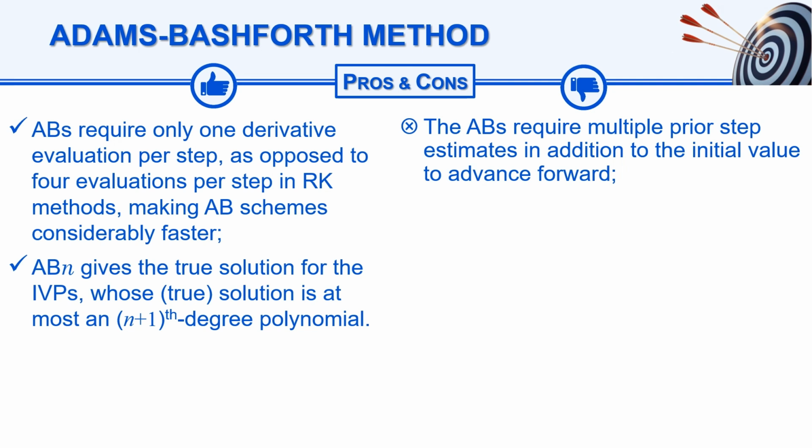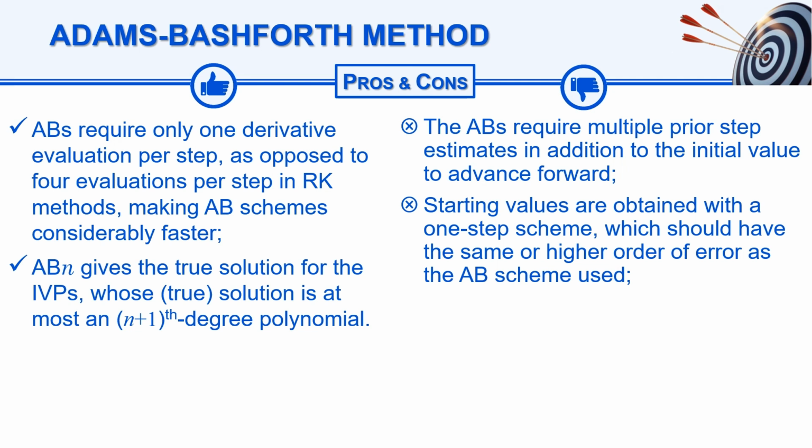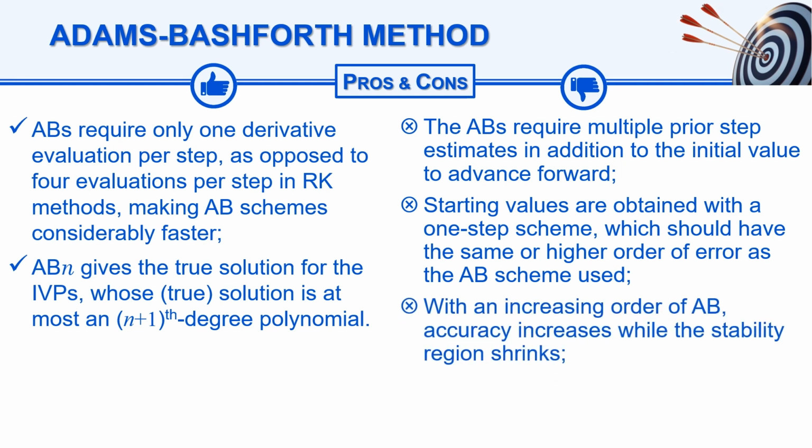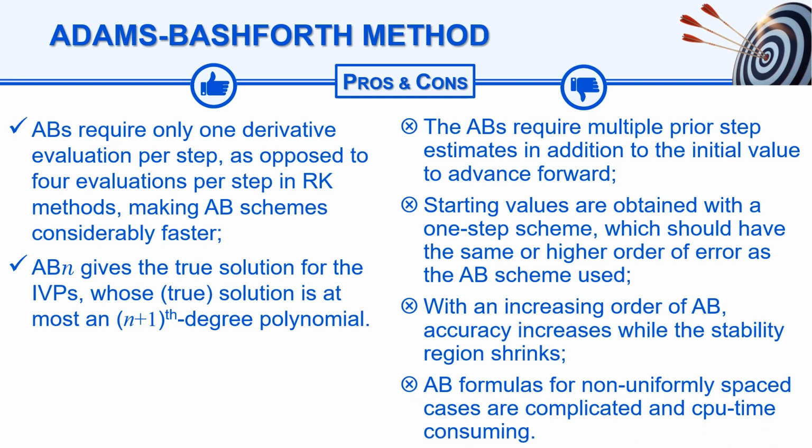The disadvantages of the Adams-Bashforth methods are: they require multiple prior step estimates in addition to the initial value to advance forward. Starting values are obtained with a one-step scheme, which should have the same or higher order of error as the Adams-Bashforth scheme used. With an increasing order of Adams-Bashforth, accuracy increases while the stability region shrinks. Adams-Bashforth formulas for non-uniformly spaced cases are complicated and CPU time-consuming.